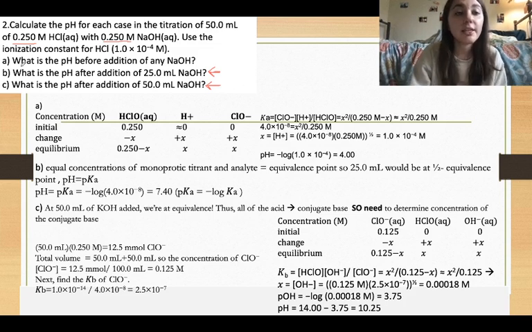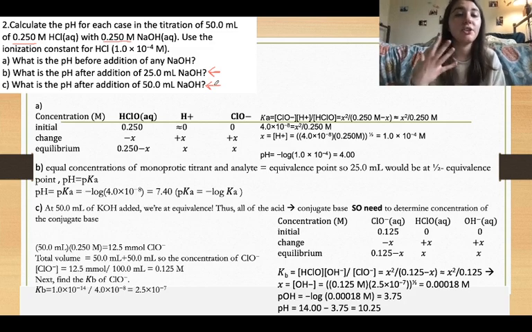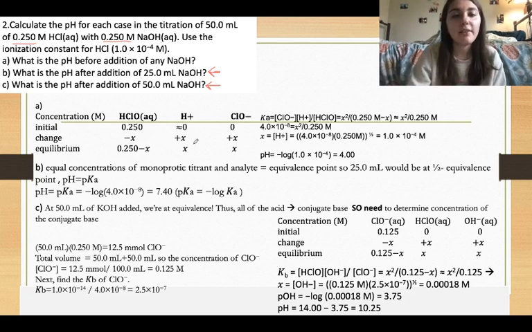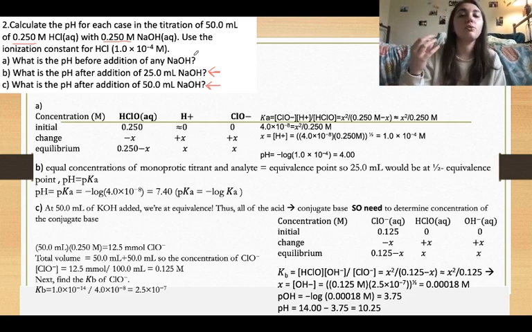All right, but first, it's saying what's the pH before the addition of any NaOH? So what's the initial pH? And that's going to be when we assume that we have not dissociated at all, right? Because we haven't added any base to, well, I shouldn't say dissociate, but we haven't added any base to take up or change the concentrations of H plus or Cl minus.